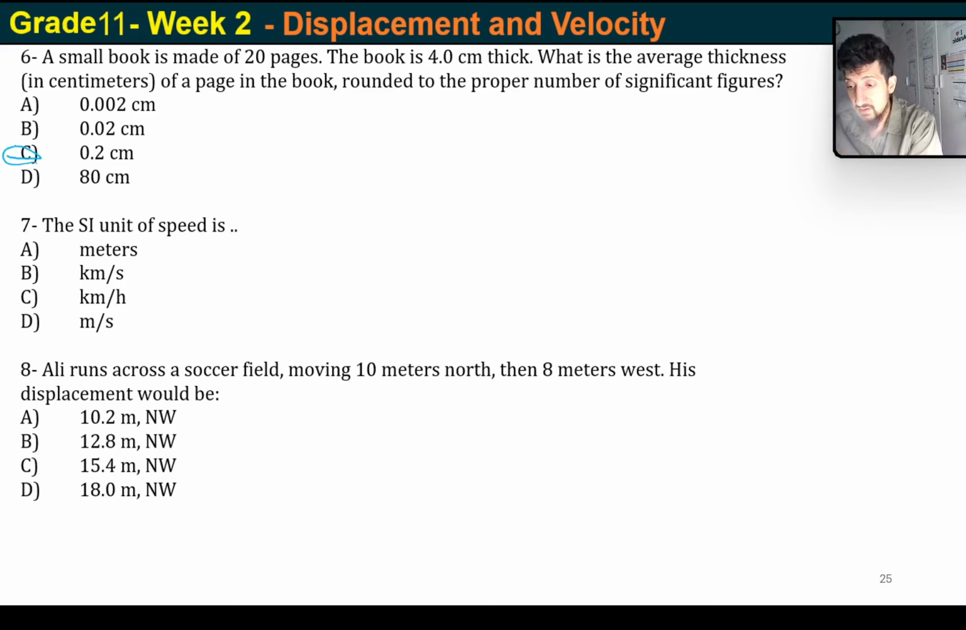Yep, it's that one. The SI unit for speed is meters per second.